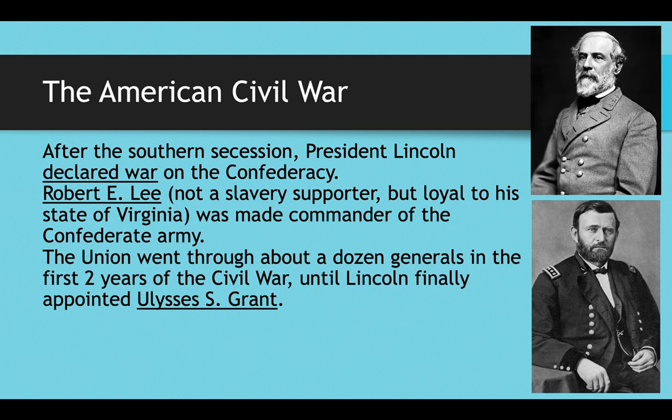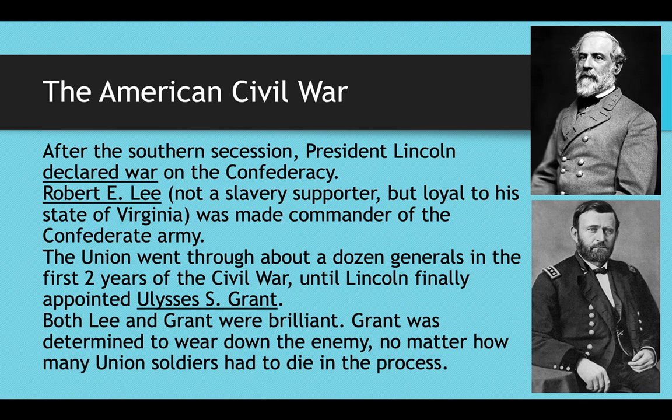The Union was not so lucky with finding a skilled general so early on. Instead, they went through about a dozen generals in the first 2 years of the Civil War, until finally, in the middle of the war, Lincoln appointed Ulysses S. Grant to be the general, and he remained throughout the final 2 years, the second half of the Civil War. Now, both Lee and Grant were brilliant. They were very much tactical geniuses. Grant, in particular, was determined to wear down the enemy, no matter how many Union soldiers had to die in the process.